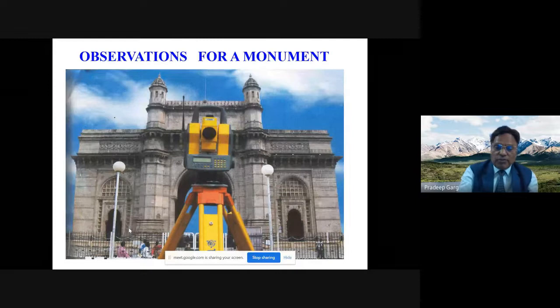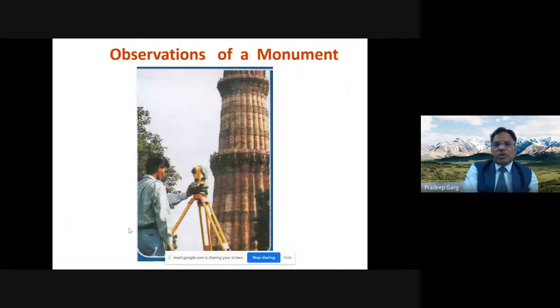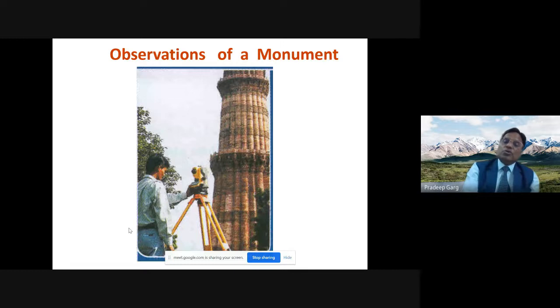And also, this is the observation of Qutub Minar in Delhi. Again, there is a myth here that this is also inclining at a very slow rate, like the Leaning Tower of Pisa. So with long-term observation, you can find out whether it is really inclining in one direction or not. And you can also take proper measures if it is inclining in one direction continuously.